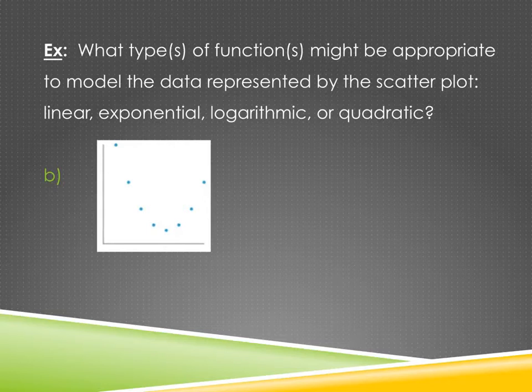In other words, you can talk about whether it's increasing or decreasing. An exponential is always increasing or always decreasing, and this one's both, a portion of both. So exponential is no good. How about logarithmic? No, again, a logarithmic is either always increasing or always decreasing, and this has both. So quadratic's our only choice here.